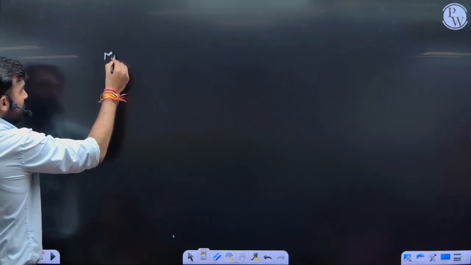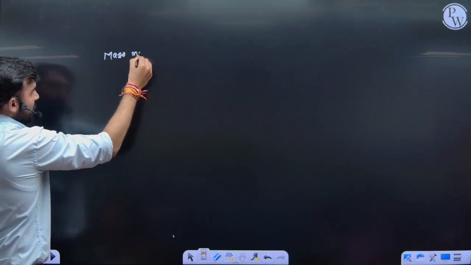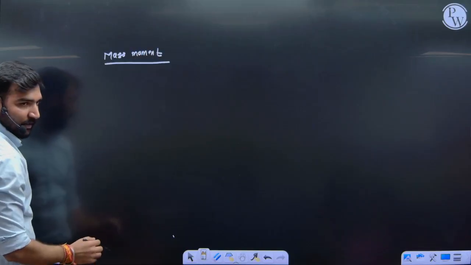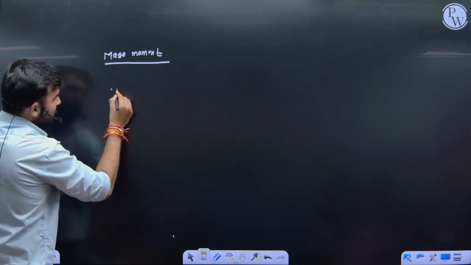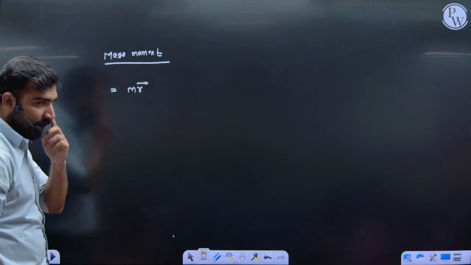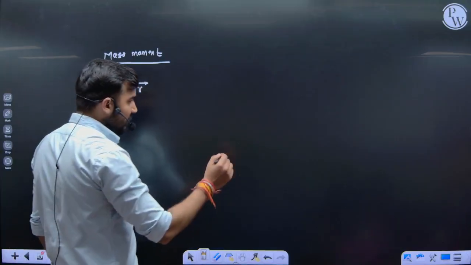Next is mass moment. Everyone, mass moment is this: m r vector. What is mass moment? M r vector. What is m r vector?